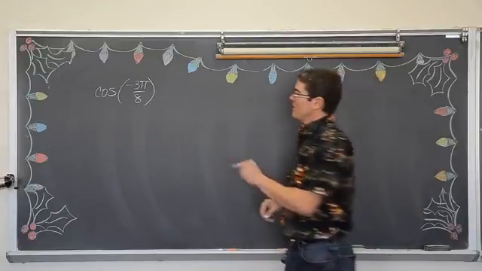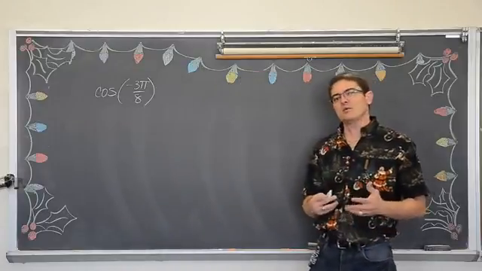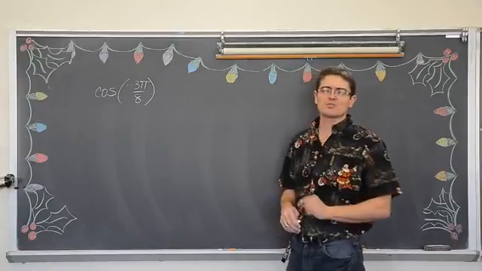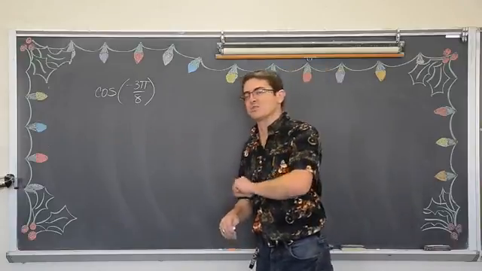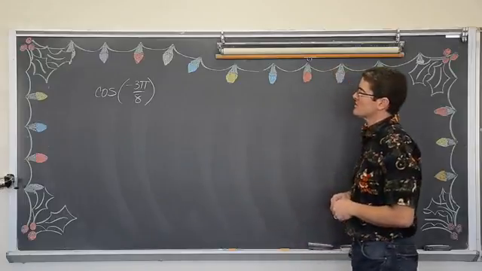Okay, so we got the cosine of negative 3 pi over 8, and I want to evaluate that on the unit circle. I want an exact value answer, no decimals. I don't care if there's 20 decimals. I want an exact answer, which means no decimals, like square root of 7 is left square root of 7.